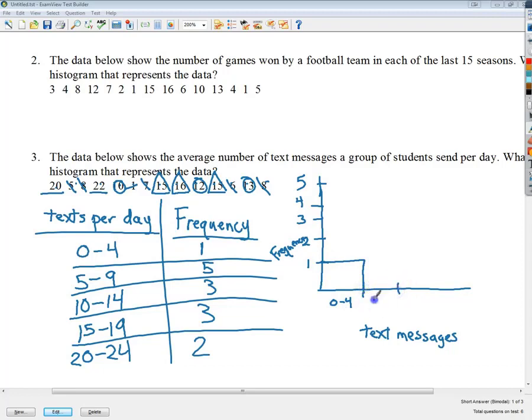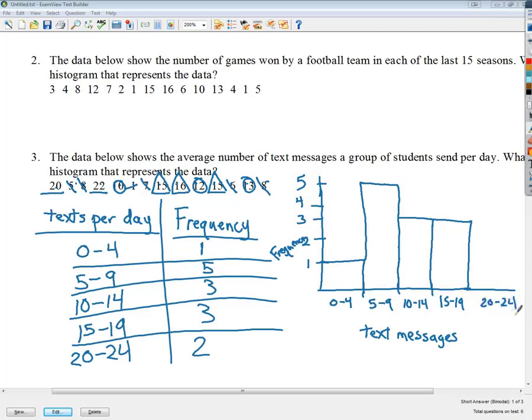In my 5 to 9 group, I have 5. So 5 to 9 would be the most common number of text messages sent in our little group that we've created. And then I'll do 10 to 14, and they're at 3. And then 15 to 19, they're at 3 as well. And then finally 20 to 24, it only has 2.